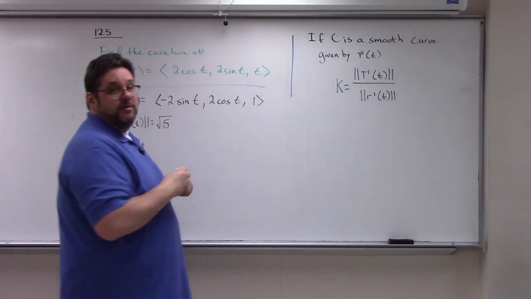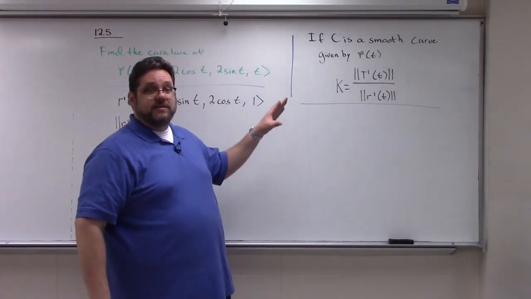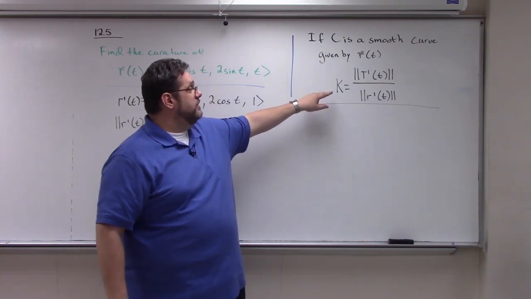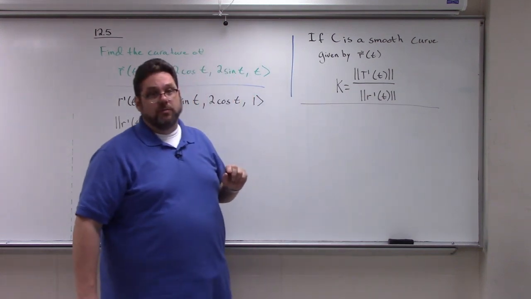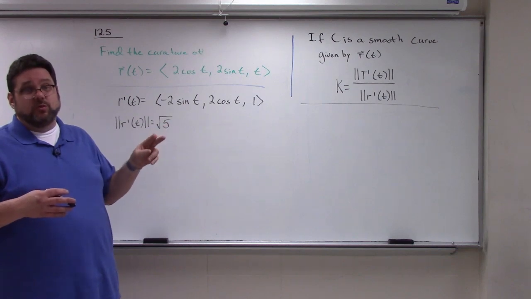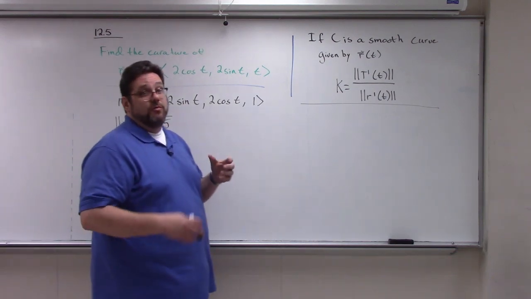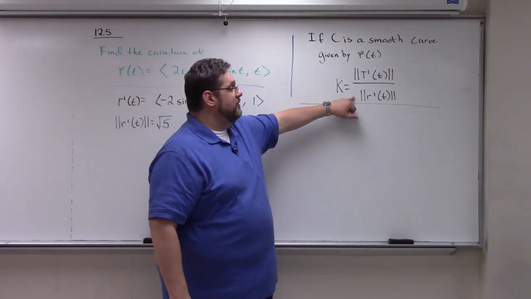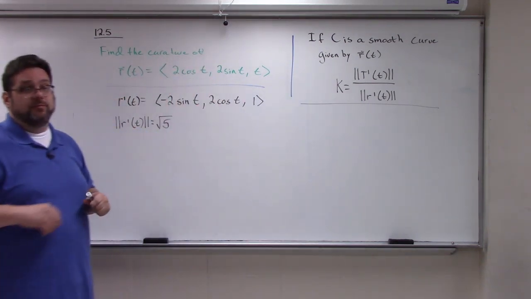So here's the deal. There is a formula for a general curve C. If C is a smooth curve given by r of t, then the curvature is given by the magnitude of T prime divided by the magnitude of r prime. And this still works if it's given in terms of the arc length parameter, because the magnitude of r prime is 1. So yes, this is a general formula that works.